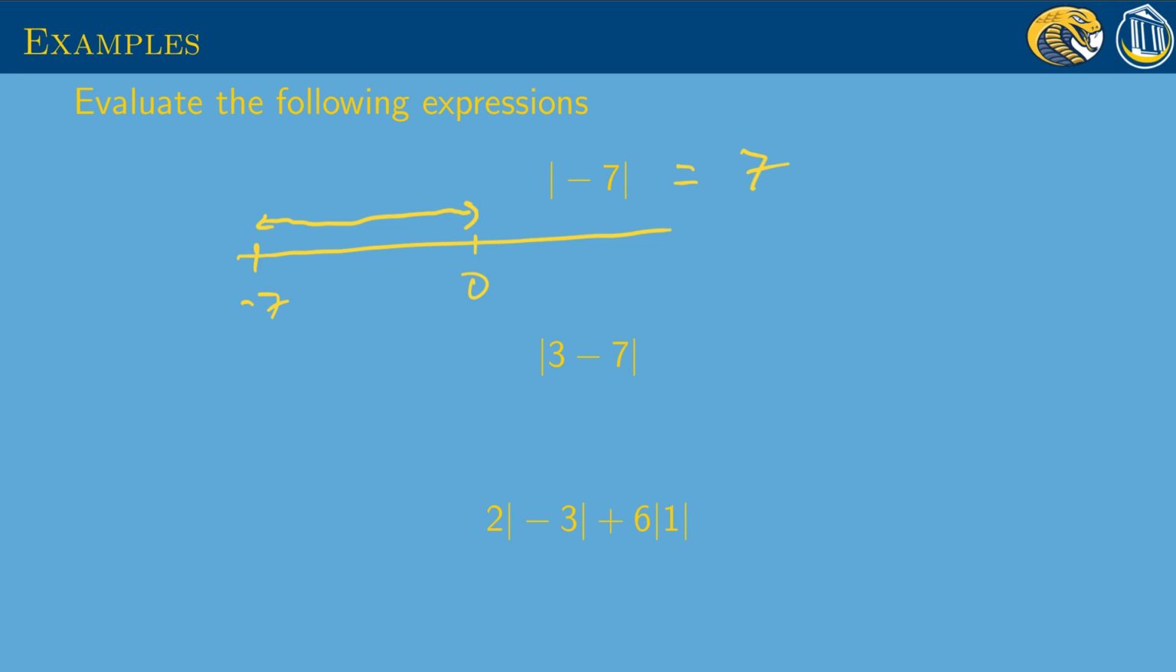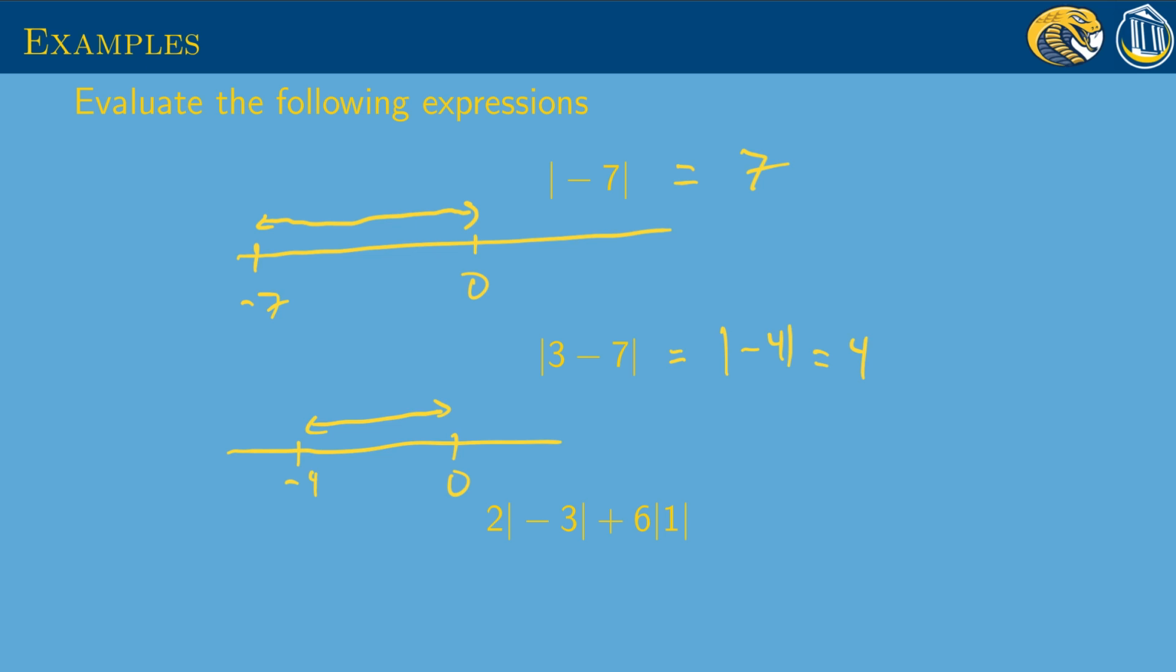Similarly, the absolute value of 3 minus 7, well, we can do the math inside of the absolute value, giving us the absolute value of negative 4. And once again, that's just the distance from negative 4 to 0 along a number line. However, it's usually easier to just think of this as getting rid of the negative sign, meaning we can do this math without writing any number lines at all.